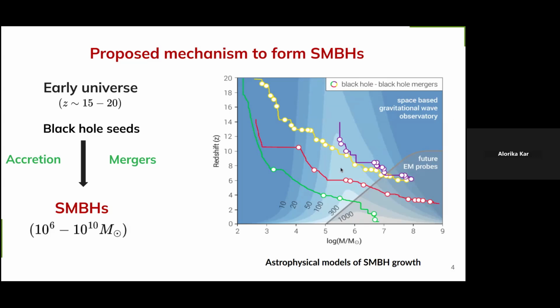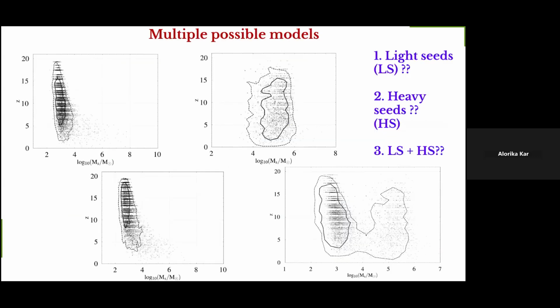LISA is an upcoming space-based GW detector that will be able to observe the full evolution of these black holes, from very high redshift to low redshift and today. So you will be able to map out this full mass-redshift plane for black hole growth. There are various models which people have proposed, that they can grow through multiple such ways.